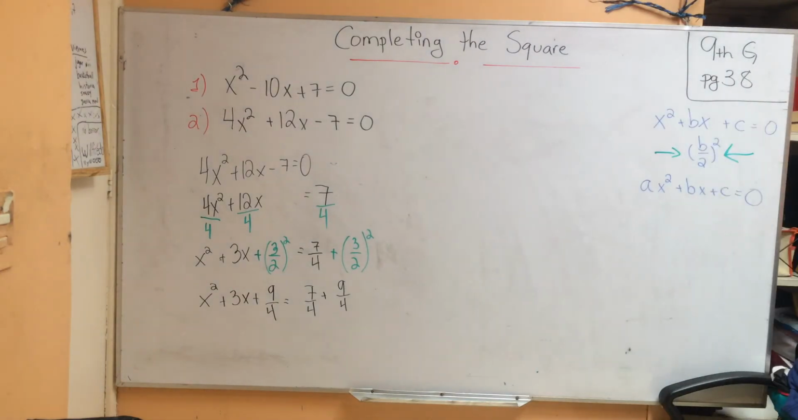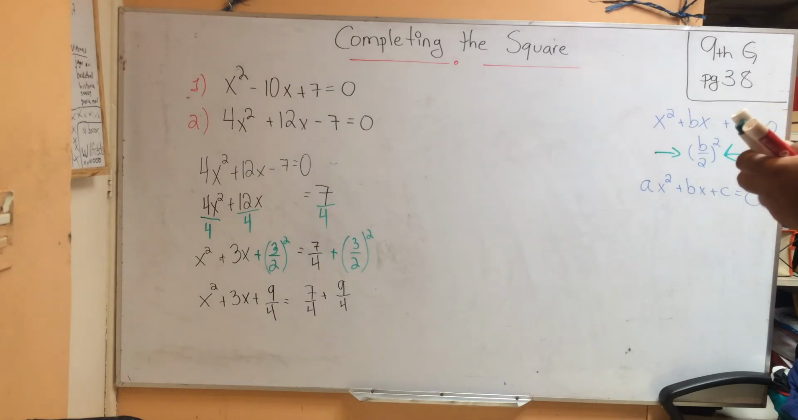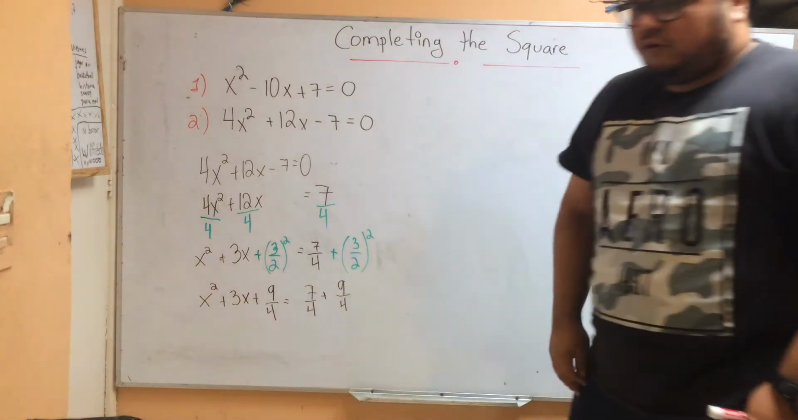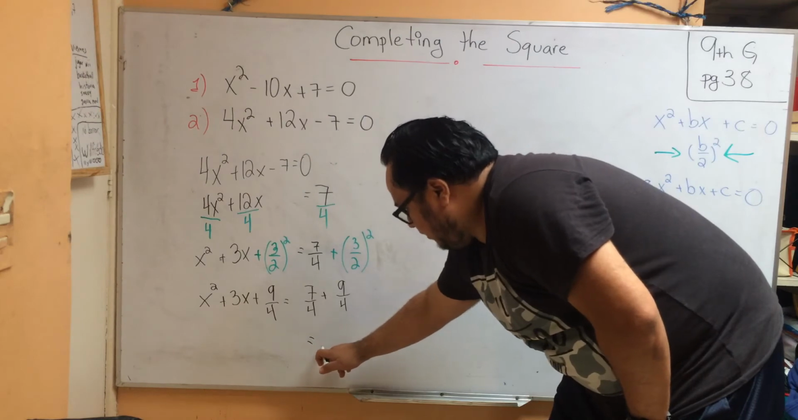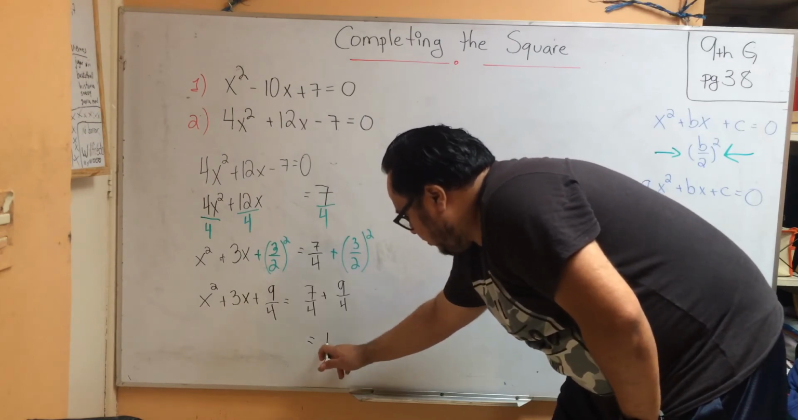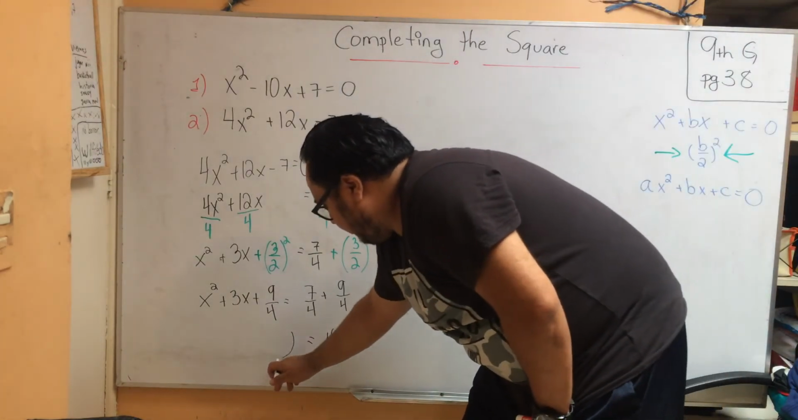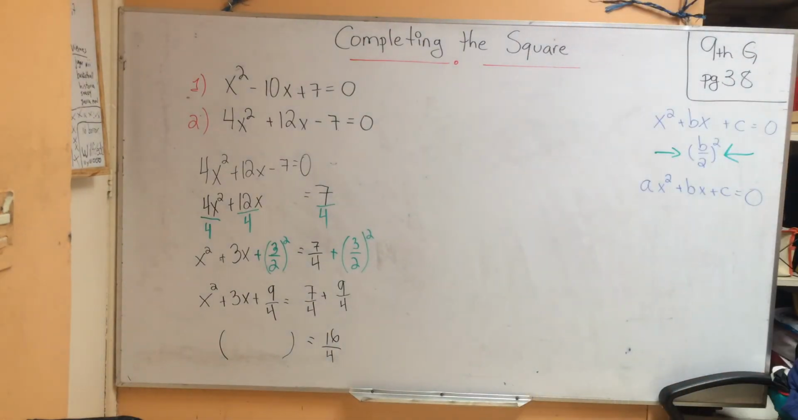Now, if you remember, when we are adding fractions, we keep what? We keep the denominator and we just add the numerators. So if we have 7/4 and 9/4, since they share the same denominator, we just copy the denominator and add the numerators. And now we have our completing the square, which would be x squared plus 3x plus 9/4.